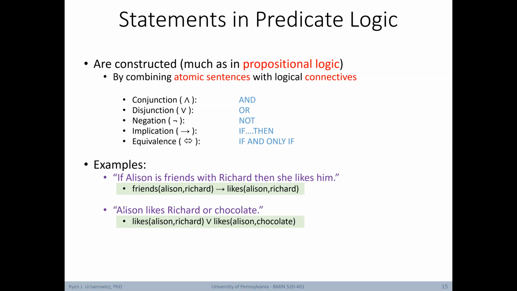In this example, "Allison likes Richard or chocolate." Now we're using the same predicate, but one describes a relationship between two people, and another describes a relationship between a person and food. Next, "Allison doesn't like rain and snow." Here we use the negation and conjunction connectors.